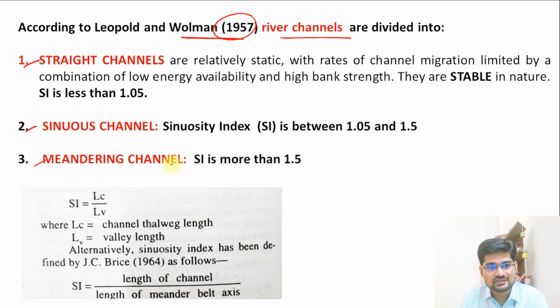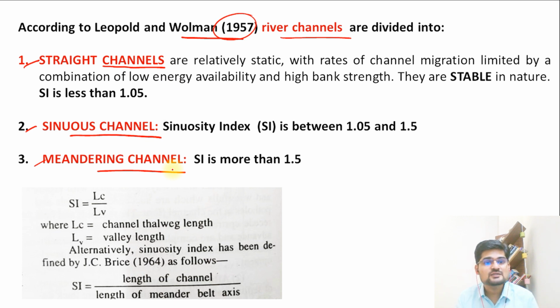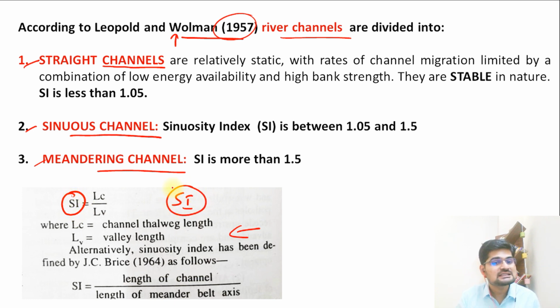This is another classification. So one kind of channel is called straight channel, and this straight channel calculation, or sinuous channel calculation, or meandering channel calculation, how do we do it? It has been suggested by Leopold and Wolman through this formula. It has been quantified. So remember, this quantitative formula is to calculate something called sinuosity index, which is called SI, sinuosity index.